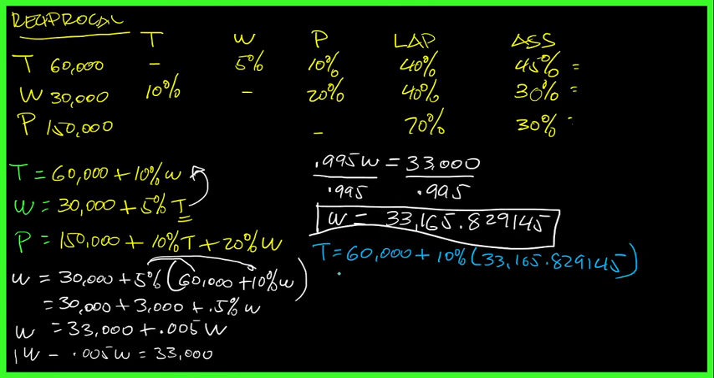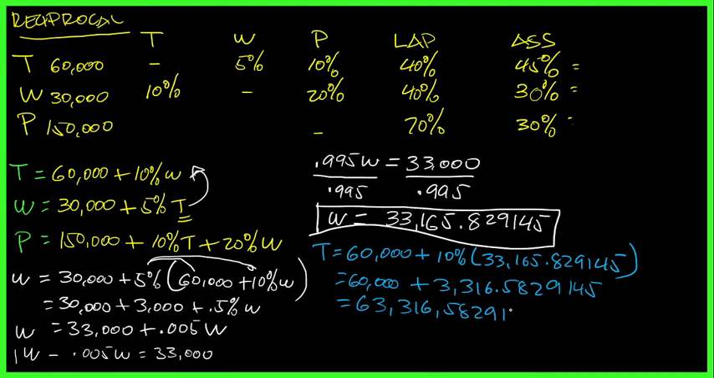So 10% of that will be 60 plus 3,316.5829145, and that will now be equal to 63,316.5829145.